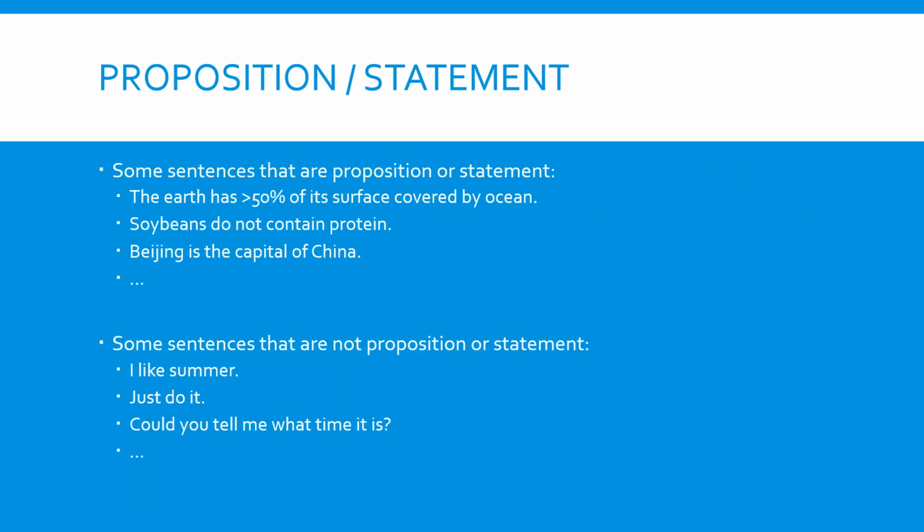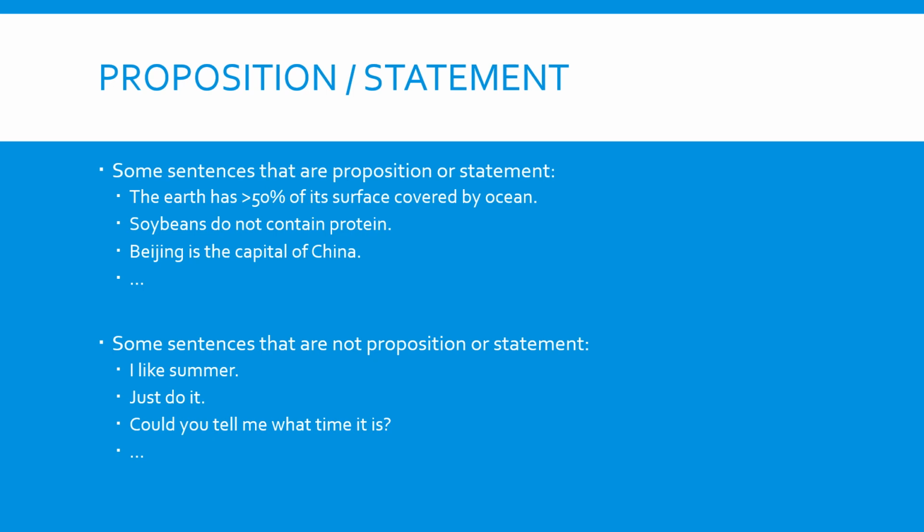Here, we give some examples of a proposition or statement. For example, the Earth has more than 50% of the surface covered by the ocean. Soybeans do not contain protein. Beijing is the capital of China. All these sentences try to describe a fact, and we can determine their truth value unambiguously. As a result, they are propositions or statements.